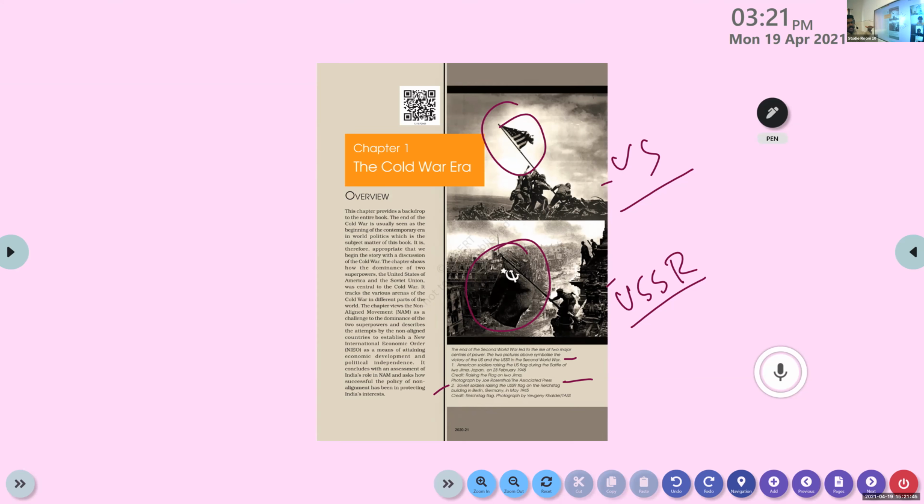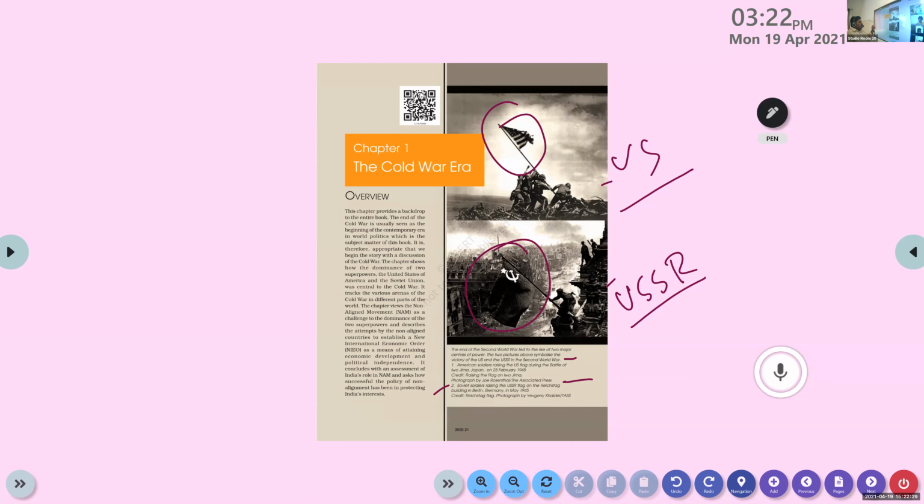The first chapter, we are discussing the Cold War, right? We're going to discuss the Cold War, as I already told you, and the Cold War related issues that we are able to understand from history, related with the Second World War and the Cold War and the tug of war between these two power blocks. And the third power block, what is that? That is the non-aligned movement. So here you can see the overview. This chapter provides a backdrop of the entire book. This chapter alone is the backdrop of the entire textbook.